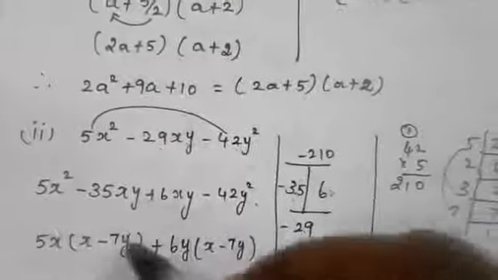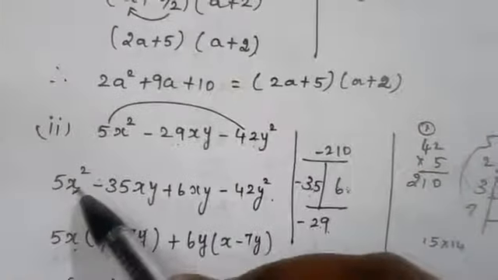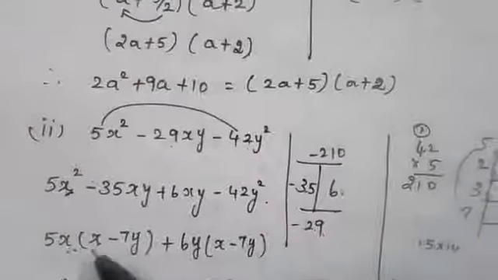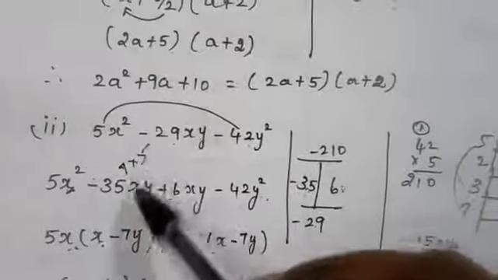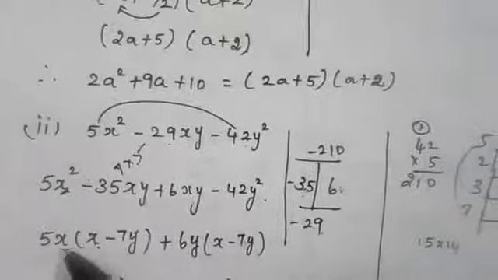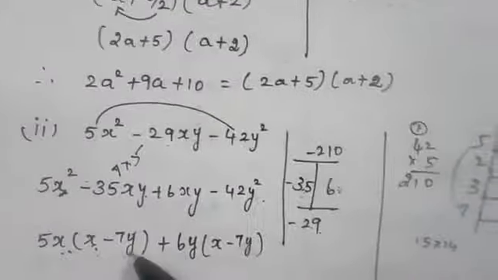Now 5x is common. So 5x into, for here x square, x into x is there, one x taken outside, remaining x. For it is 7 into 5, 7 fives are 35. 5 is taken outside, so remaining 7. For here y is there, so x minus 7y.